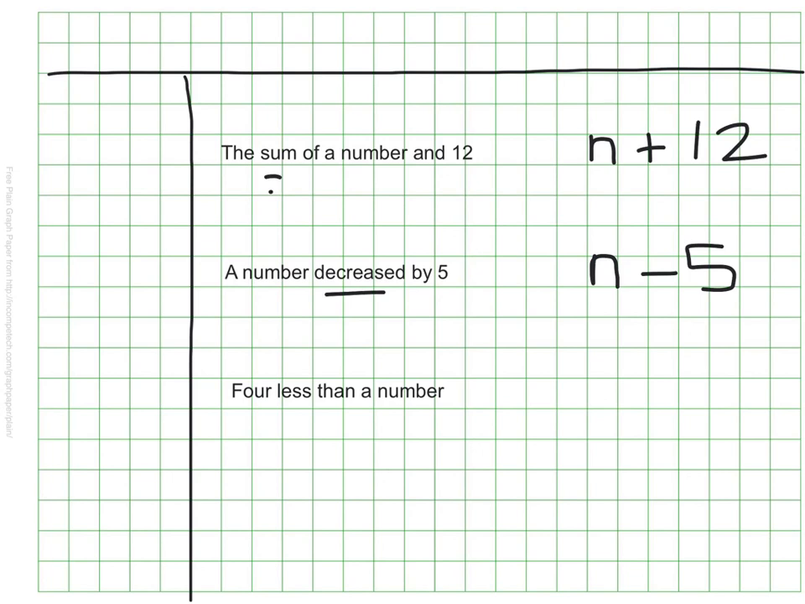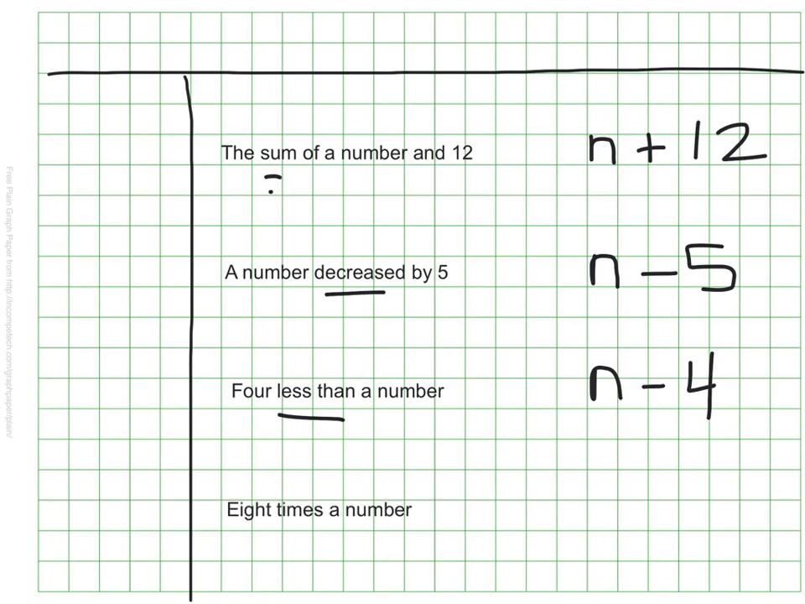The next one here says 4 less than a number. Write down what you think that might look like algebraically. Again, this one I thought would be subtraction. It's 4 less than the number, so I'm starting with the number and taking away 4.